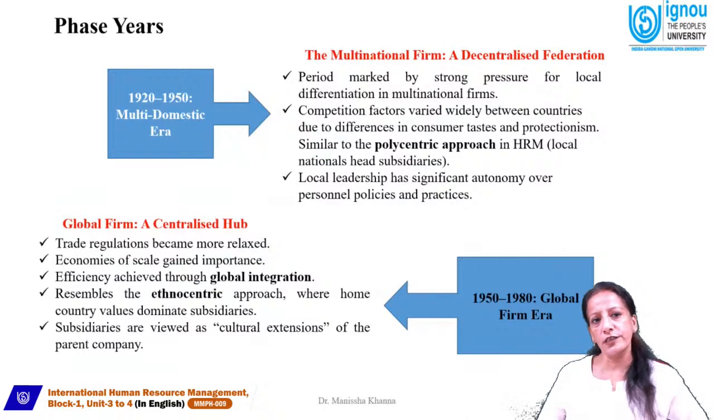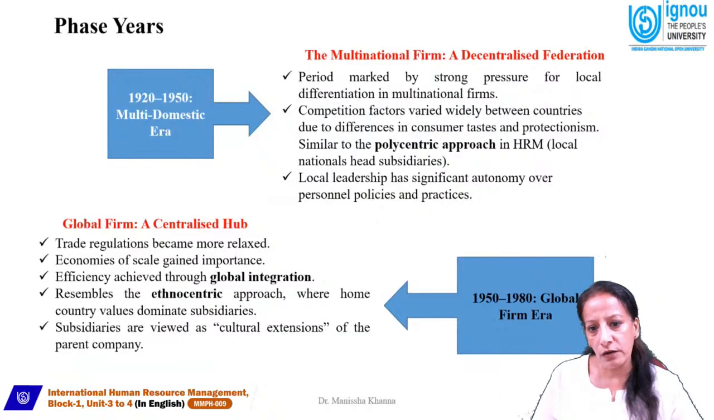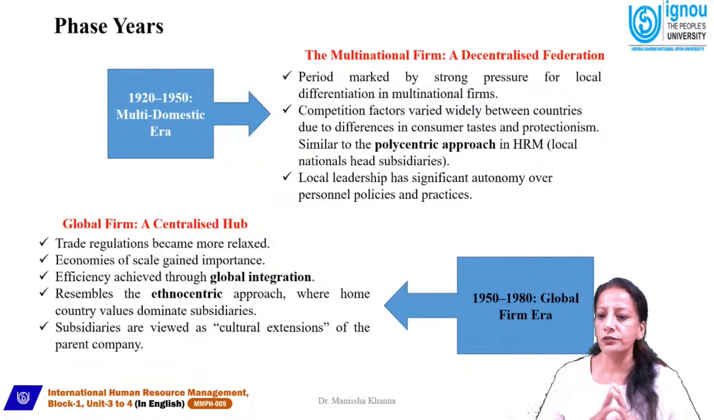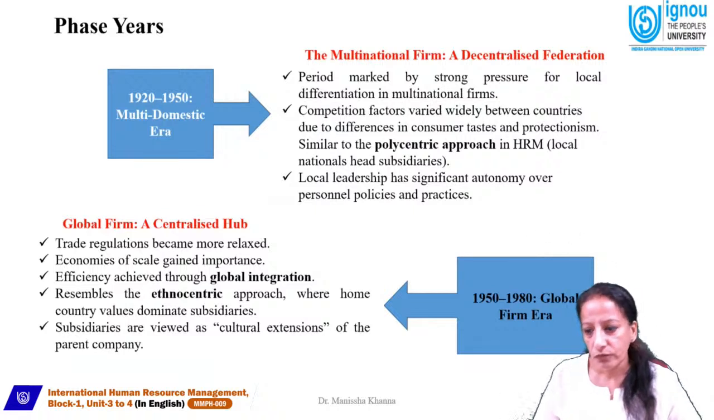So there are certain phases which happened from 1920 onwards, where the multinational firms were known as a decentralized federation phase. It was a multi-domestic era. It was similar to the polycentric approach in human resource management, where the local leadership has significant autonomy over personnel policies and practices. Then it comes to 1950 to 1980, which was known as the global firm era.